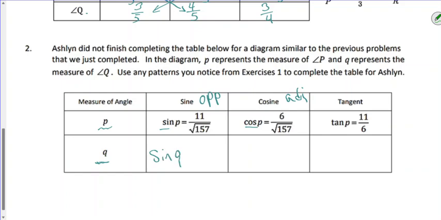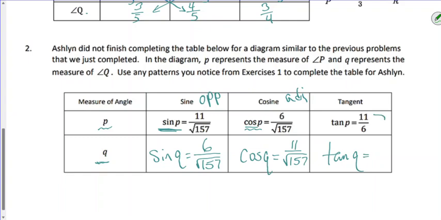So the sine of Q is going to be the cosine of P, or 6 over the square root of 157. The cosine of Q is going to be the same as the sine of P, the other angle in that triangle, or 11 over the square root of 157. And then tangent of Q is going to be the opposite of that relationship, because really this is relating the opposite over the adjacent, and when we change the marked angle, those two switch, so now the opposite is 6 and the adjacent is 11.